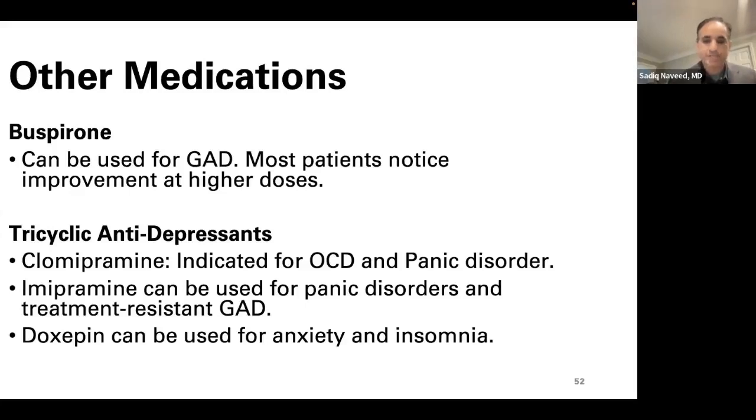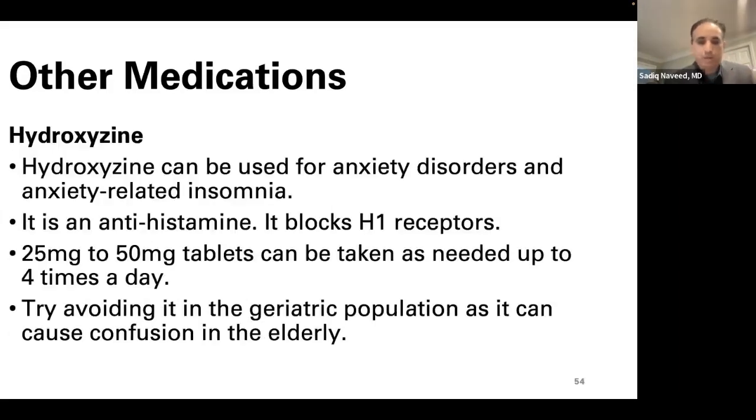Imipramine has indications for panic disorders and treatment-resistant GAD. Doxepin can be used for anxiety and insomnia. H1 blocker, 20 to 50 milligrams, can be used as needed for anxiety.